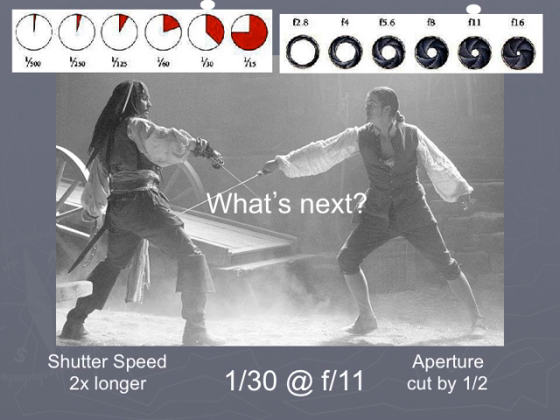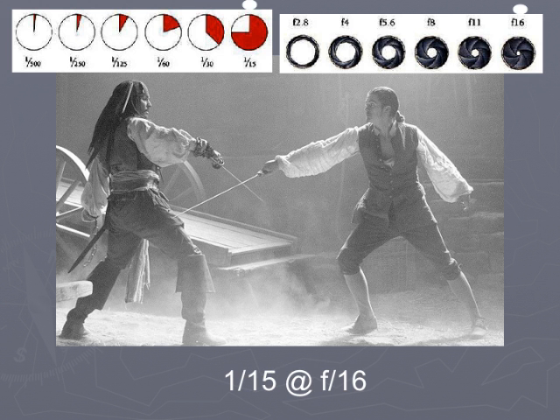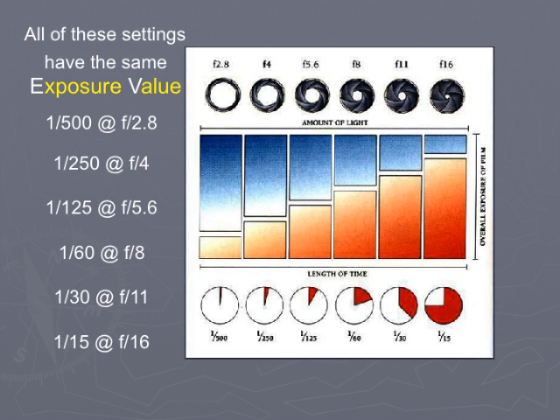Okay, what would be next? Well, we could go down one more to a 15th at f/16, again, giving us good proper exposure. So what we're looking at is equivalent exposures. If you change both the shutter speed and the f-stop in combination, we can keep the exposure amount the same all the way through, so that they look the same in the pictures.